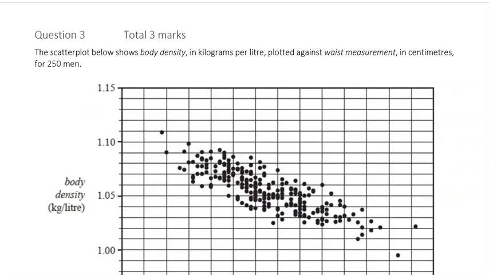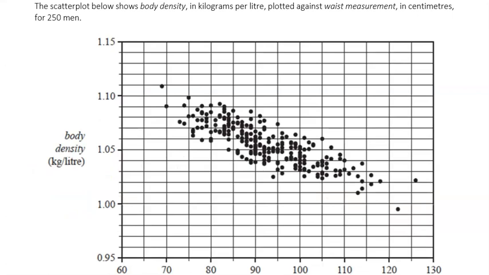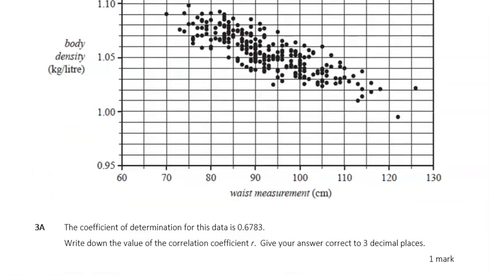And the final question, question 3, we have a scatter plot below showing body density in kilograms per litre plotted against waist measurement in centimetres for 250 men. And so from here, we're asked firstly to write down the coefficient of determination for this data. So remember, coefficient of determination is our R squared value, which is 0.6783. Write down the value of the correlation coefficient R and give your answer to 3 decimal places.